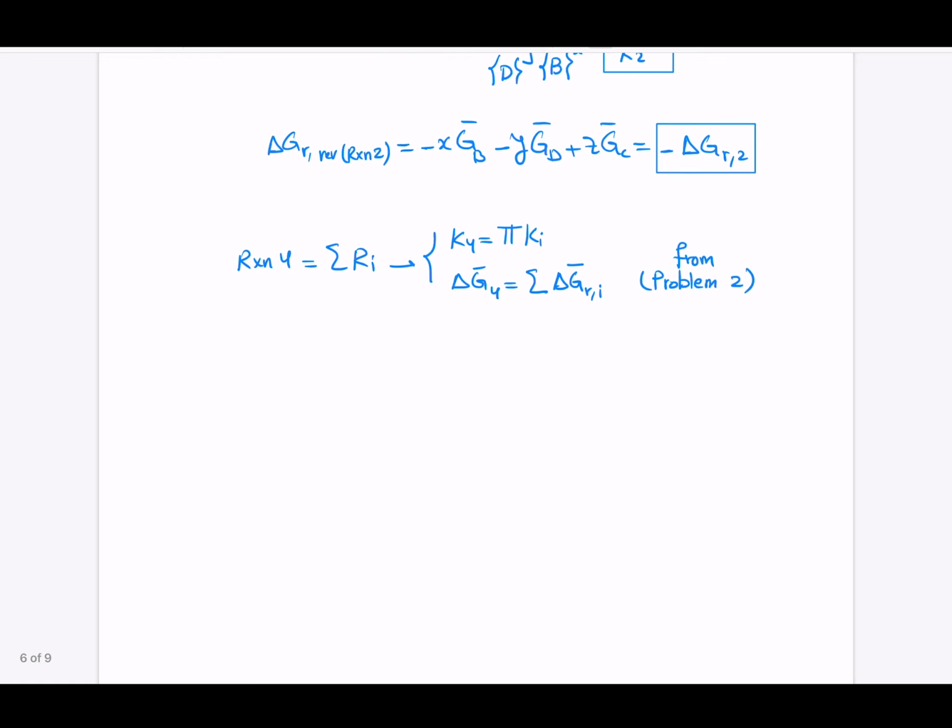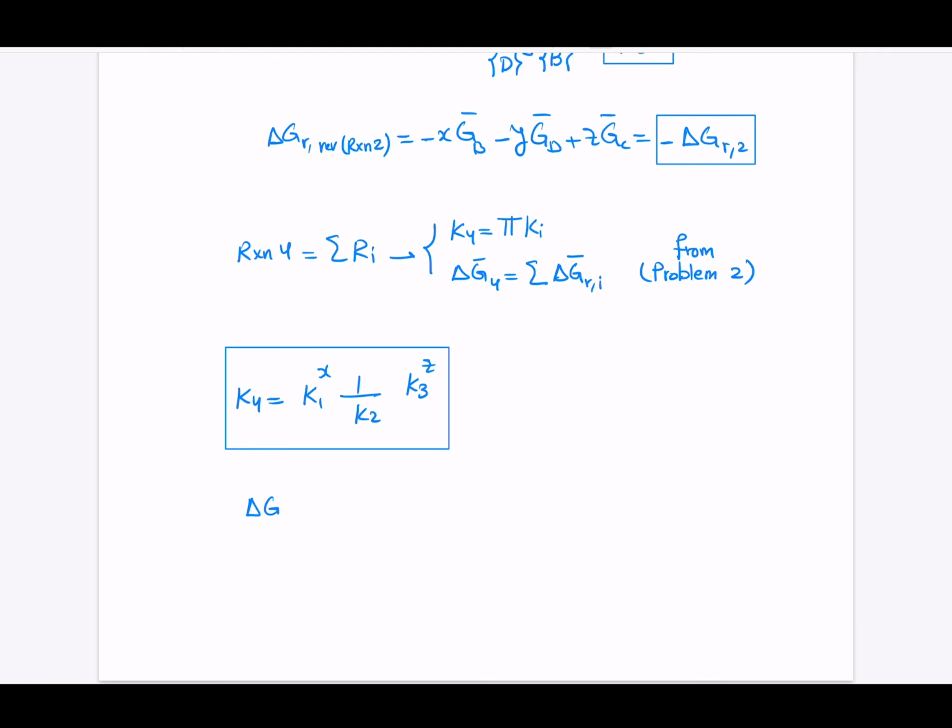So the last step was just basically combining all the K values, multiplying them, would be K1 to the power of X, 1 over K2, and K3 to the power of Z. And for delta G values, that would be delta G of reaction 4 would be equal to X times delta G of reaction 1 minus delta G of reaction 2 plus Z times delta G of reaction 3.